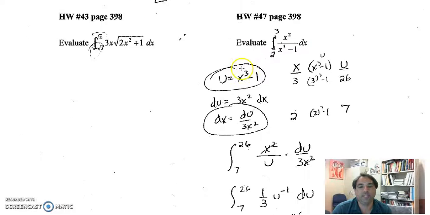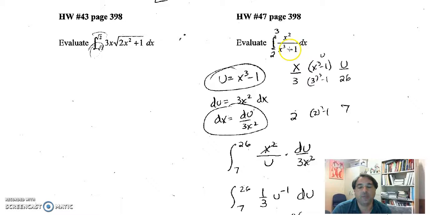Okay, now we'll do this example. Let's say we have the integral from 2 to 3 of x squared over x cubed minus 1 dx. This will be u substitution as well. We're going to do u as x cubed minus 1 because we have that in the denominator, so that would help us simplify a bit.